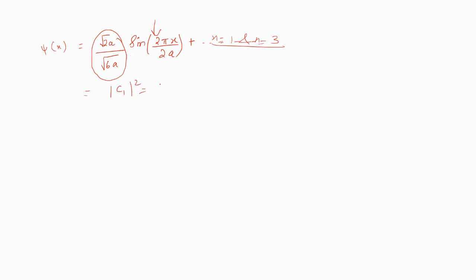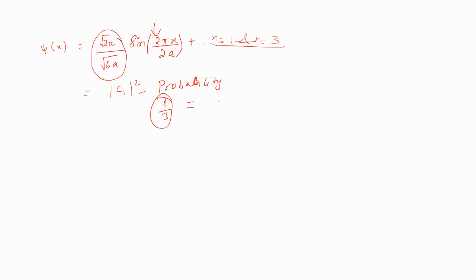So this phi x is root 2a, and root 6a sine 2 pi x by 2a. I'm not writing the other terms because I don't need to find the probability of finding the particle in the n equals 1 and n equals 3 states. What I need is this one. The constant factor with it is this. Square it and you will get the probability. This is 1 by 3.